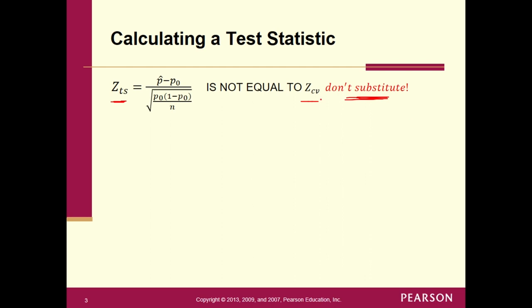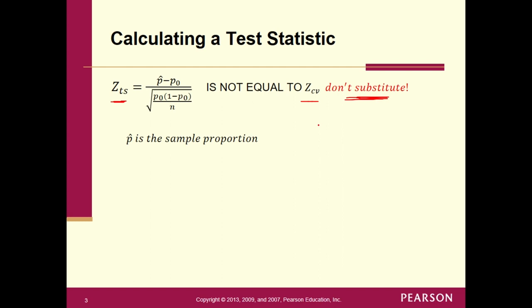So remember, when creating a confidence interval for the population proportion P, and let's say you're creating it at the 95% level, what are you going to put in there for the critical value? You're going to use 1.96. Here, this is a calculation, and it's specifically for hypothesis testing. Test statistics are different than critical values. Do not substitute one for the other. Two different concepts.